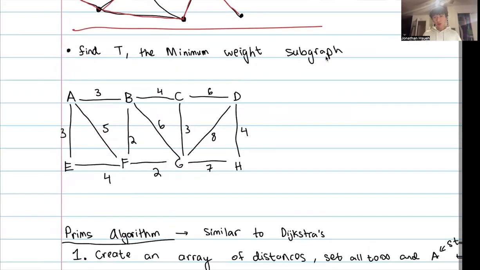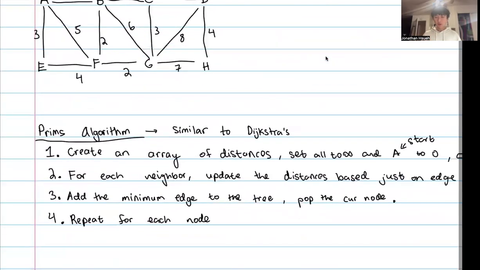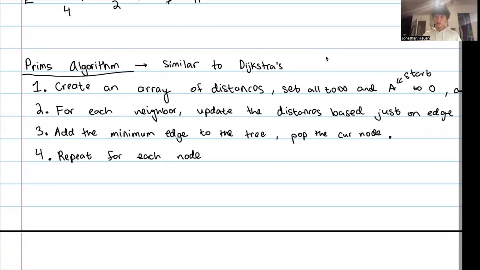So how do we do this? First of all, there's an algorithm called Prim's. It's similar to Dijkstra's, and it goes something like this. You create an array of distances, setting everything to infinity except for the starting vertex, and then you add this to a min heap. Now, starting with the node from the min heap, for every single neighbor, update the distances based on the edge weights. So if A has a path to B and that path is a weight of 3, that means B's distance is now 3. Now you want to add that minimum edge to the tree, pop the current node, and then you want to repeat this for every single node.